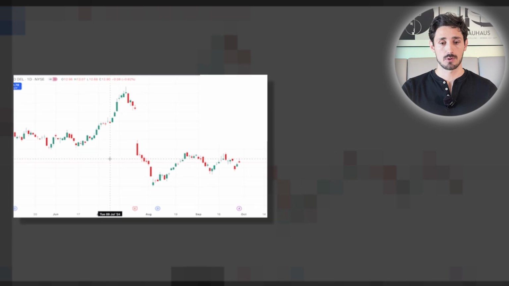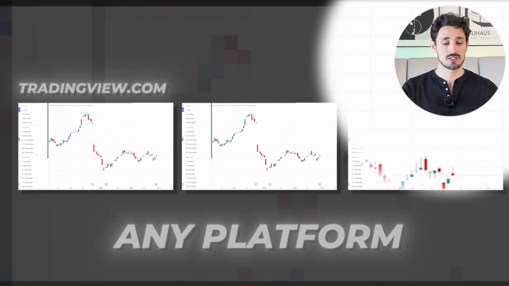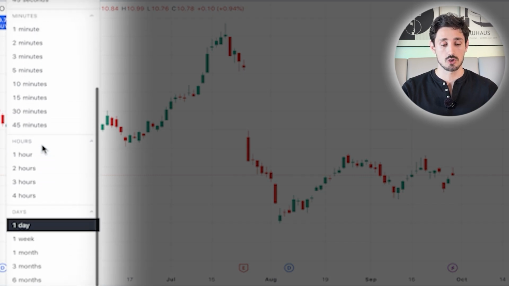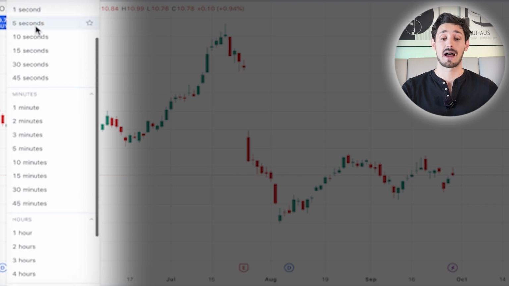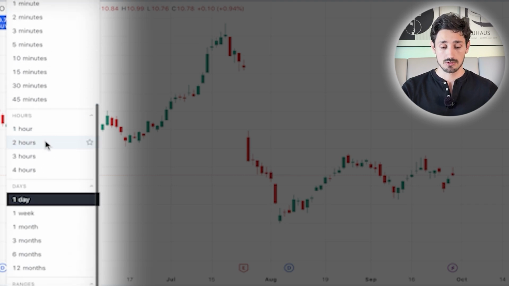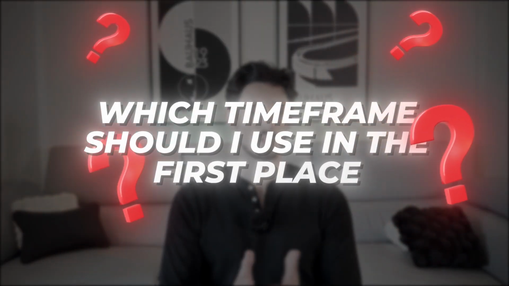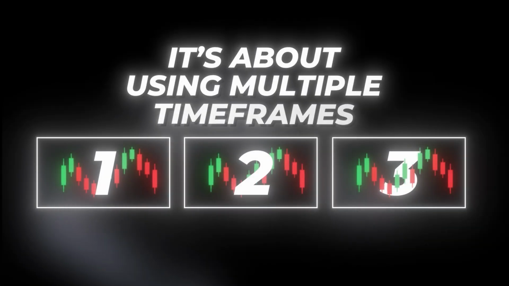No matter what platform you use, whether it's tradingview.com or really any platform, you're going to see some sort of drop down or a bunch of different options of different time frames you could look at. You have 1 minute time frames, 2 minute time frames, you have 1 and 5 second time frames, you have hourly time frames, and then you have daily, weekly, and monthly time frames as well. I'm sure a very common question you might have is, which time frames should I use in the first place? And the key is, it's not about using one time frame, it's about using multiple time frames.